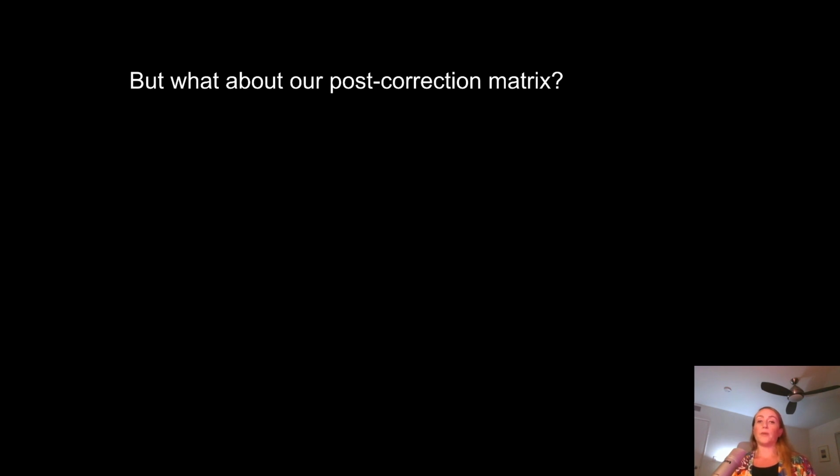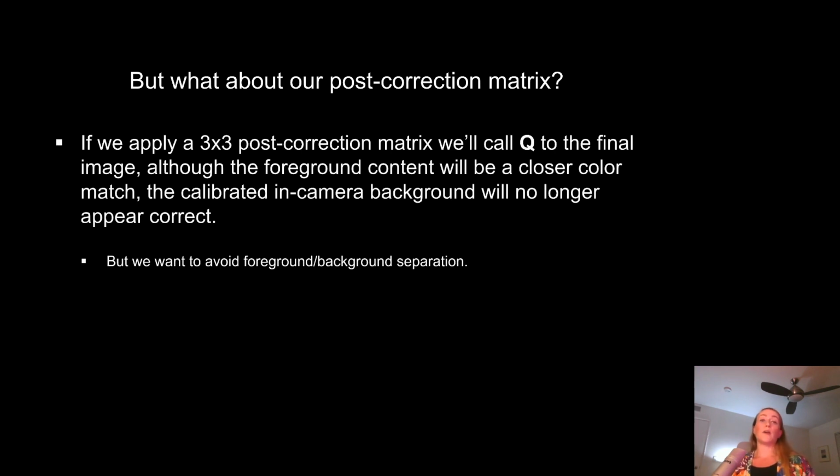So if we apply a post-correction matrix Q to the final image, let's say it's a 3x3 matrix, although the foreground content will be a closer color match, the calibrated in-camera background that we just spent this time calibrating the primaries for will no longer appear correct. Now, we could imagine a world where we first perform a foreground-background segmentation and then we apply our post-correction matrix Q only to foreground pixels. But this really defeats the purpose of virtual production, where we're trying to avoid segmentation in favor of filming the background directly in camera and not needing to do any matting.